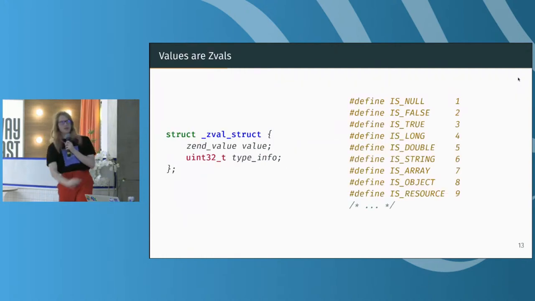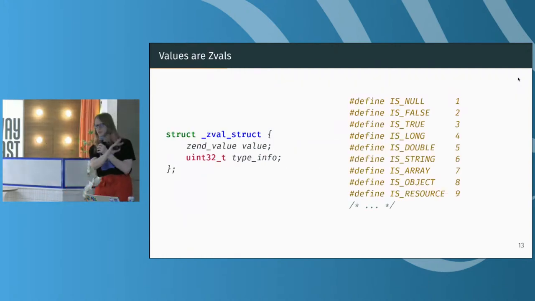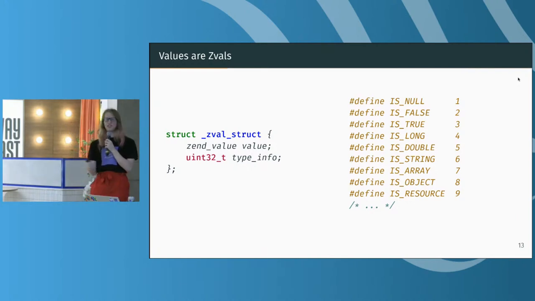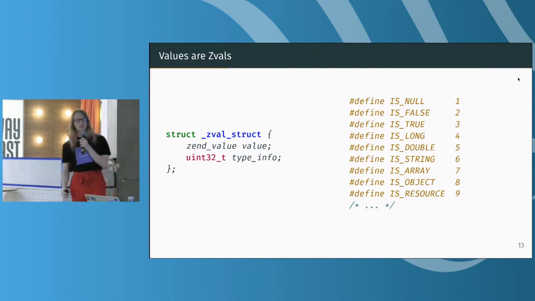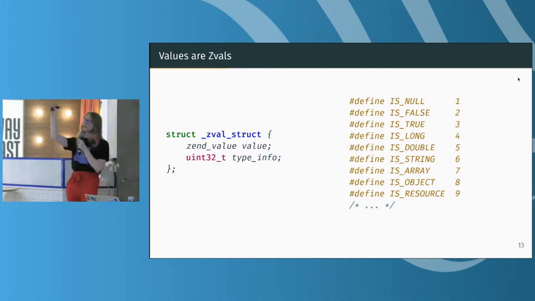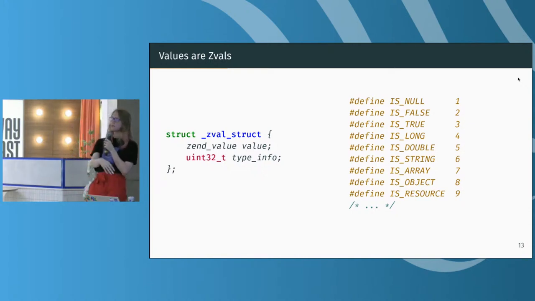A tiny bit of C code to explain how it works within the engine. Every value is called a zval. A zval has two important things: the actual value, which is in the Zend value union type, and a type info, which tells you what type the value is: is null, is false, is true, is long, is double, all the way to is resource. This is also why PHP exposes false and true as types, as singleton types. It's because the engine already considered them as separate types for itself.